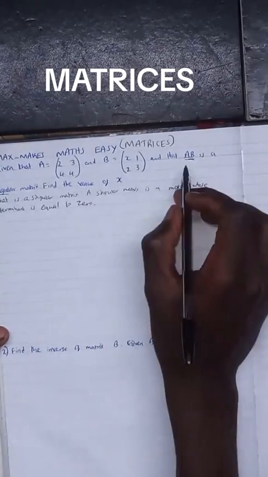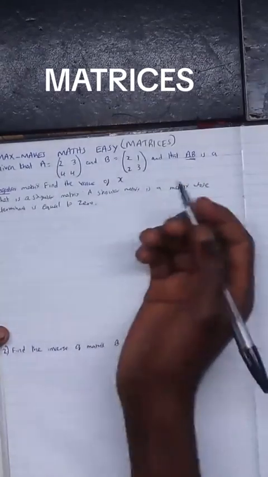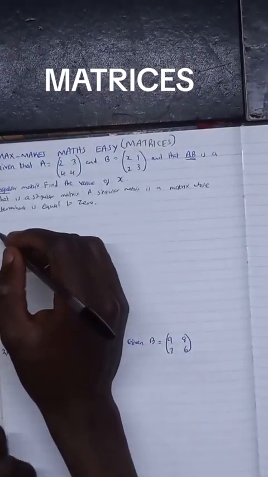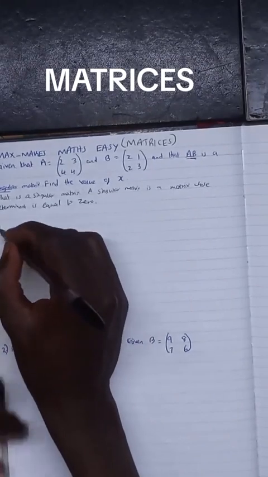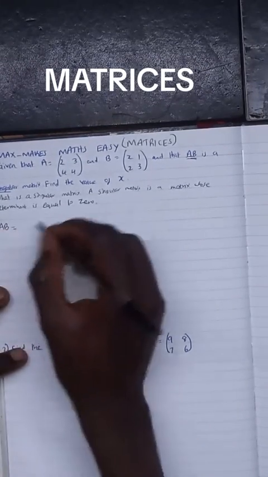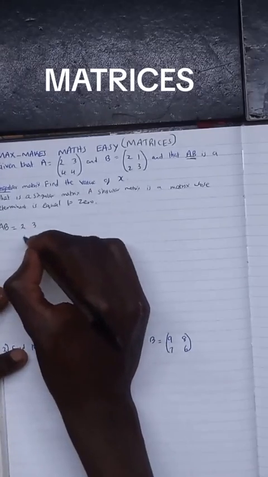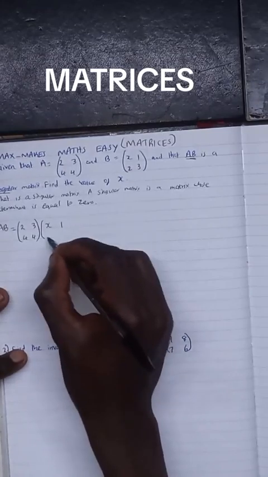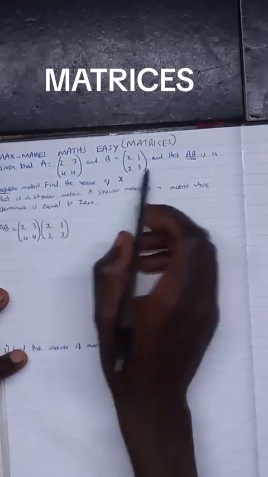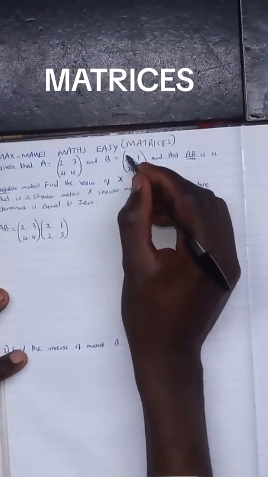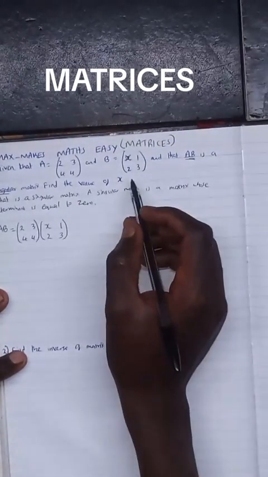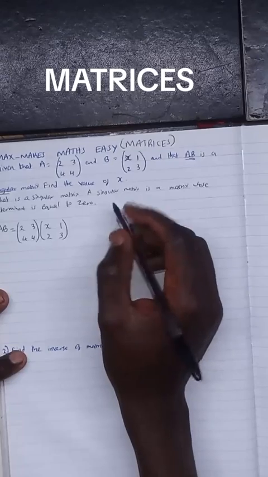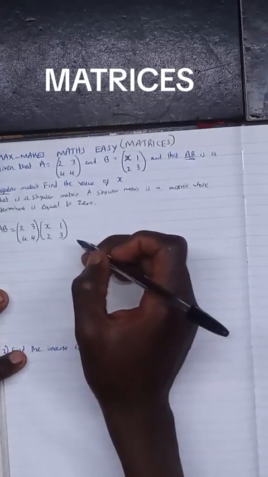So here we are told that AB is a singular matrix. What are we going to find first here? We are going to find the matrix AB, and the matrix AB is given by multiplying A and B, where A is [2, 3; 4, 4] and B is [x, 1; 2, 3]. Remember, the matrix B is the one that has the x value, and finding that value of x is the task we are going to do.